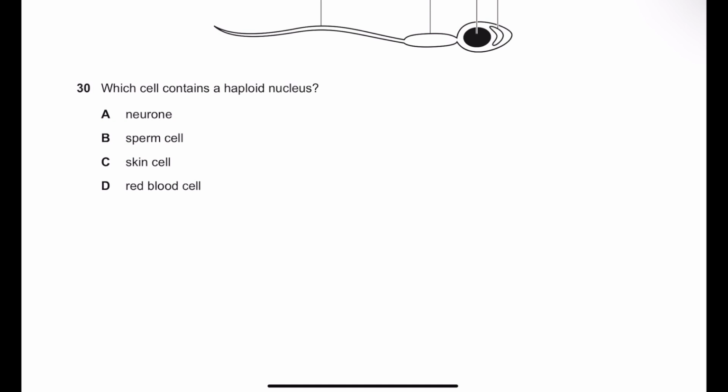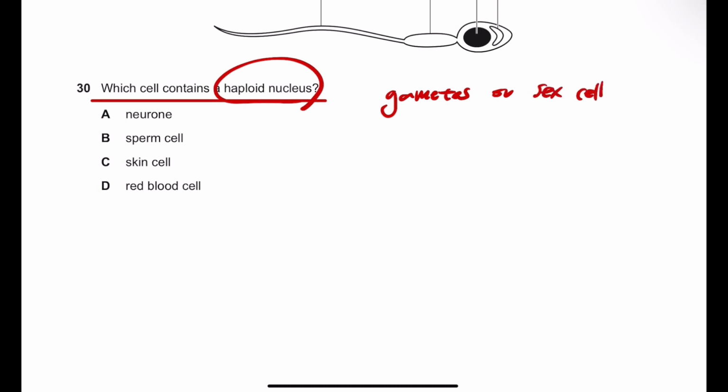Number 30. Which cell contains a haploid nucleus? So haploid nucleus is present in specific cells, and they are collectively called gametes, or in other words, they are sex cells. So amongst these four options, there's only one sex cell, which is of course the sperm cell.